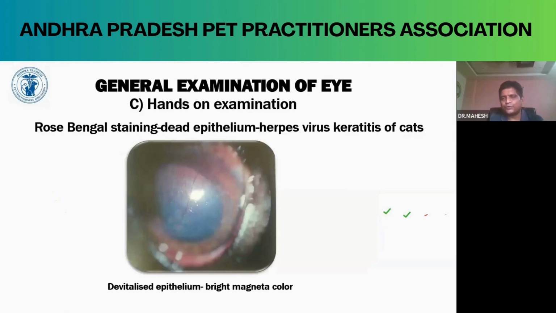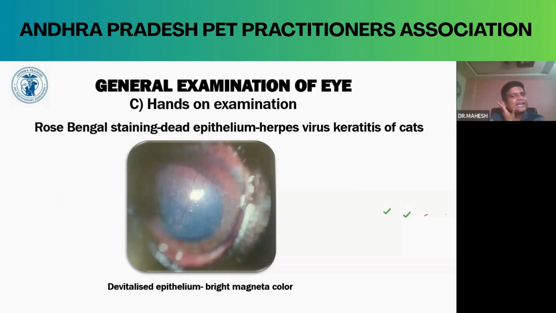The next staining is rose bengal staining. This is less commonly used. When you apply these strips or this dye to the eye, the dead or devitalized epithelium will appear as a bright magenta color. Here you can appreciate the bright magenta color. So whenever there are ulcers in the initial stages, we can use this stain, but because of the reaction to the rose bengal stain, it is of less importance in our general ophthalmic examination.